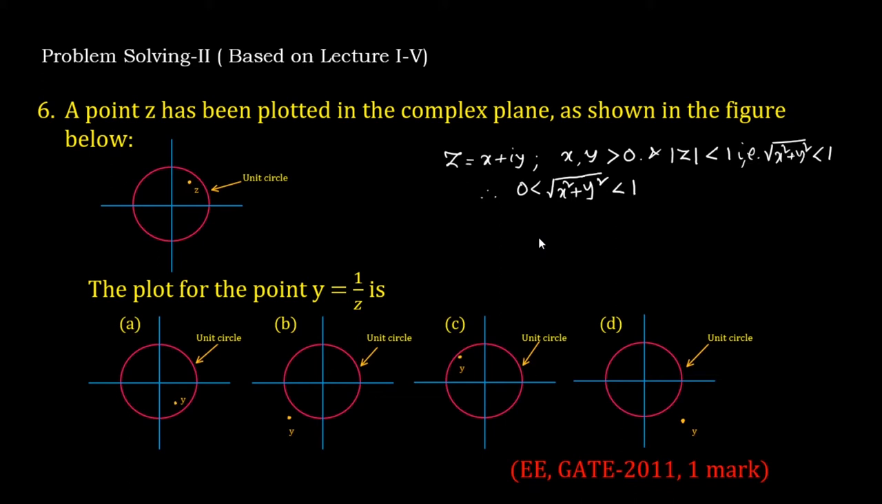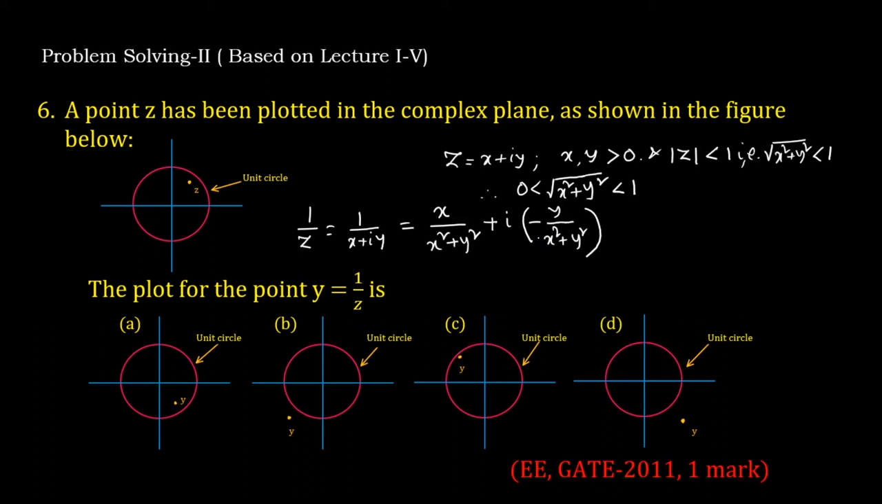Now let us find out, if this is z, what is 1 by z. So 1 divided by z is equal to 1 by x plus iy. That is equal to, if I multiply x minus iy in the numerator and denominator, x divided by x square plus y square plus i into minus y divided by x square plus y square.